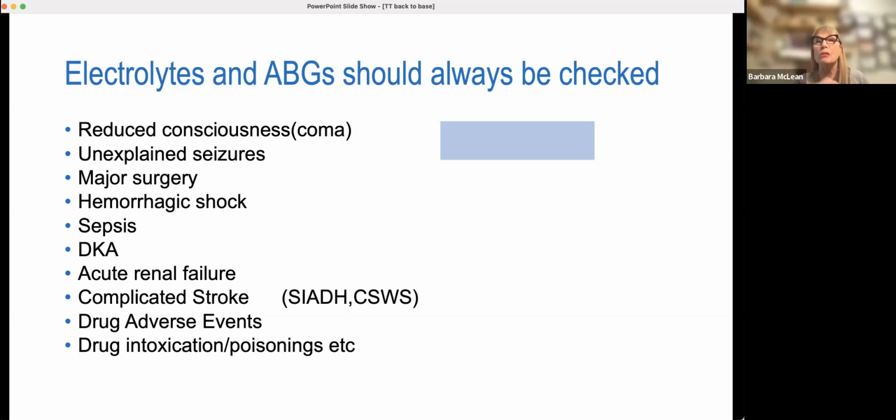So if we look at this list, this is not a complete list of every patient that you should consider an electrolyte and blood gas panel in, but these are patients that present to us that we must immediately be thinking about what are their electrolytes and what are their blood gases and what is the relationship, because they are so intimately and intricately related. And a lot of times we're not really looking at those relationships in terms of evaluating our patients.